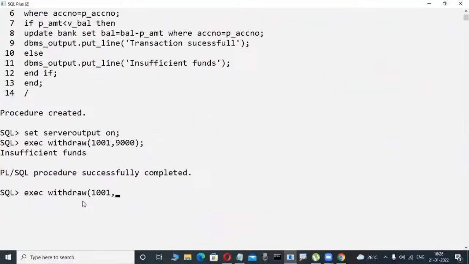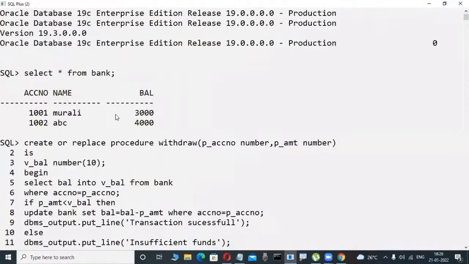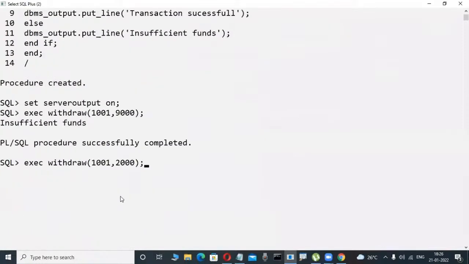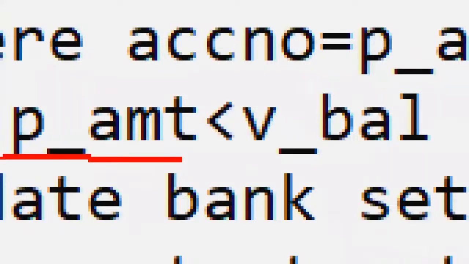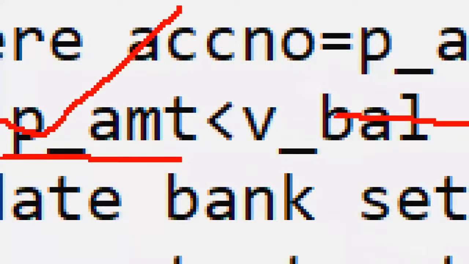Okay, so now here, the procedure. Now I try to withdraw 2,000 rupees. Possible, possible. Why? Because my balance is 3,000, but I try to withdraw only 2,000. So whenever your passed amount, 2,000, is less than the available balance, in this case 3,000, here this 2,000 is less than the 3,000.